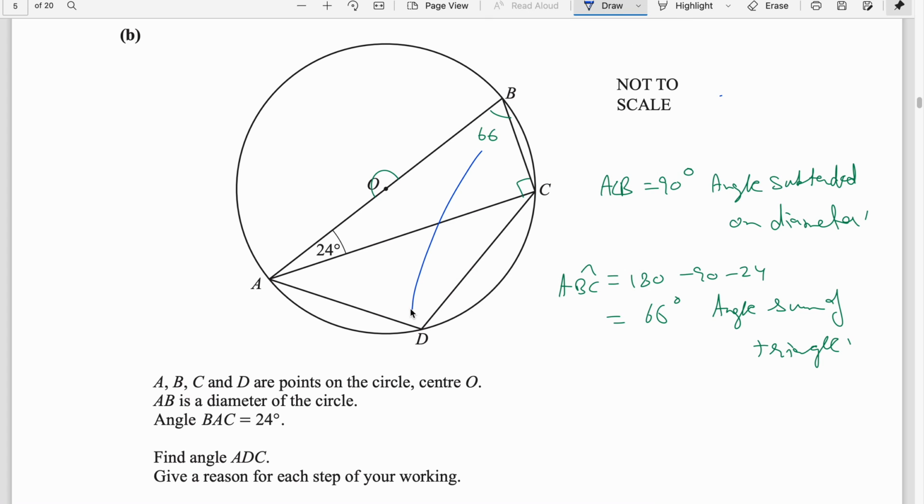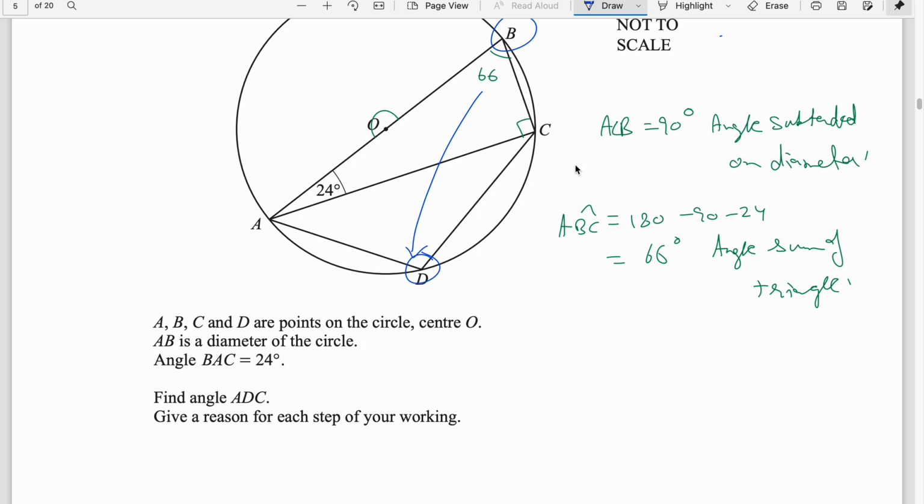On the other hand, now you see this is a cyclic quadrilateral. So sum of opposite angles of a cyclic quadrilateral is 180. And you can also say angle in opposite segment. So ADC finally is 180 minus 66, which is 114 degrees. Angle in opposite segment.